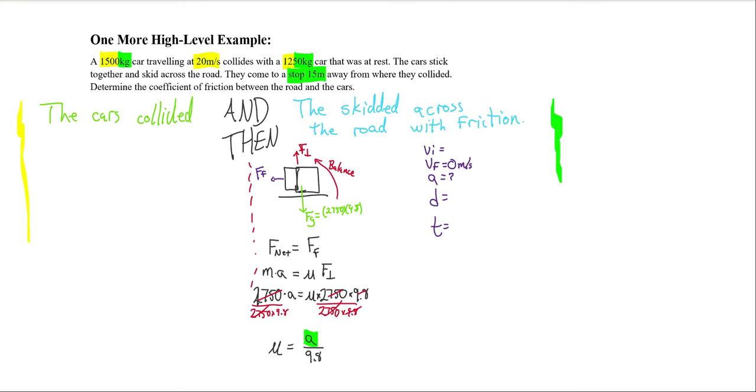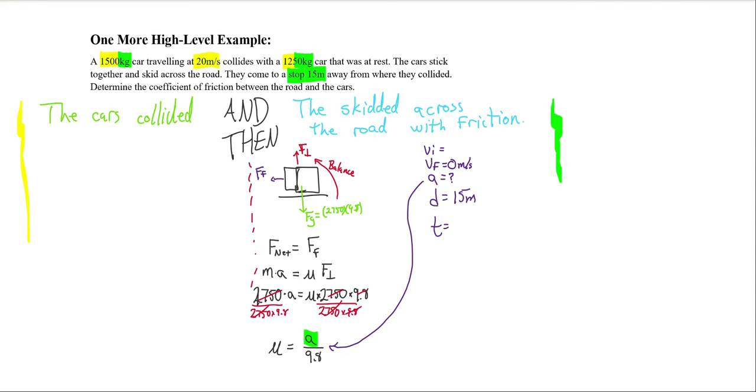If I can find my acceleration, I can plug it back into my coefficient of friction formula, and that will help. I know that it took 15 meters to come to a stop, so that's good, and I don't know anything about time. So you might feel, oh no, we don't have enough information, but that's what the other part of our "and then" is.